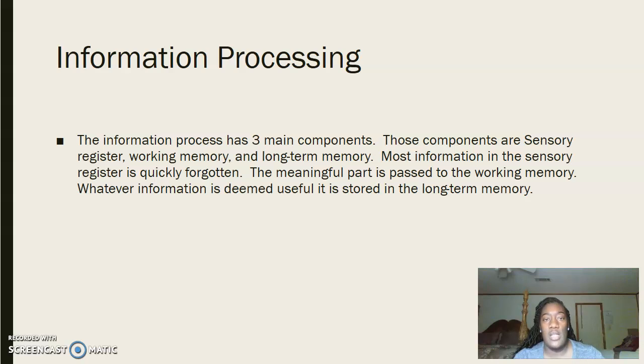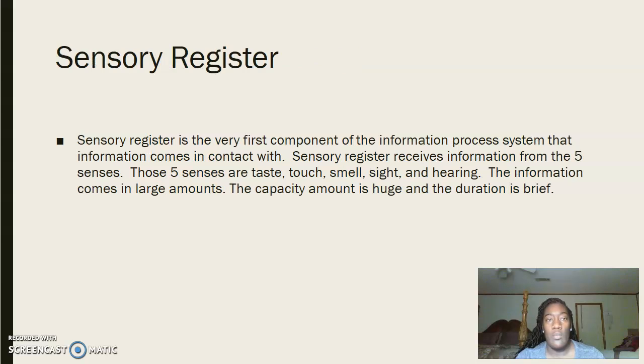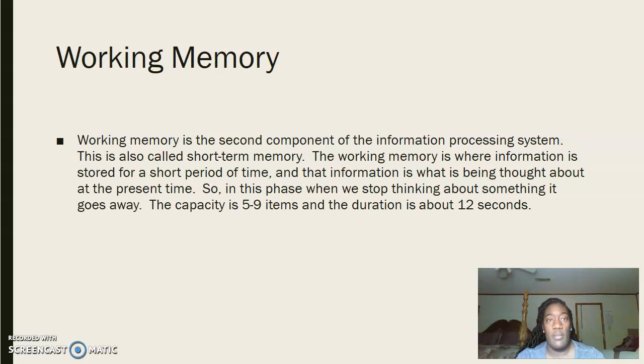The information process has three main components, which are sensory registry, working memory, and long-term memory. Sensory registry is the first component of the information process system. This is where information is received from the five senses, which are taste, touch, smell, sight, and hearing. The information comes in large amounts, and the duration is very brief.